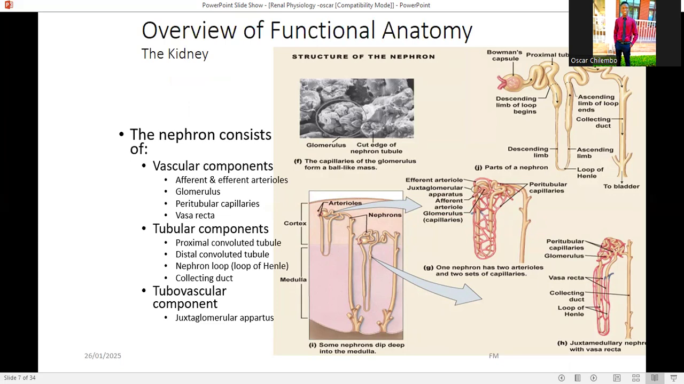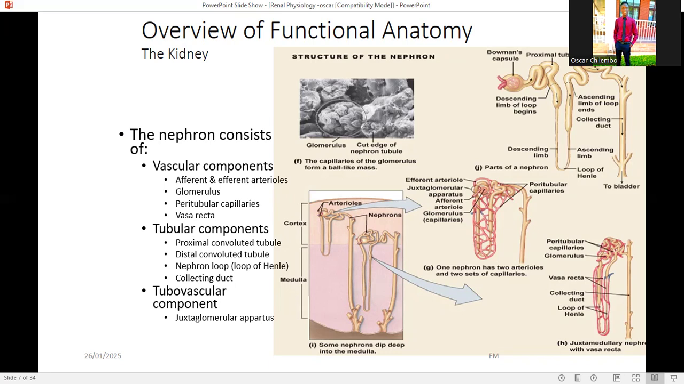So we have the vascular component. From the word vascular, it means dealing with vessels, everything related to transportation of blood. Then we also have the tubular component, more like a tube-like structure, which carries maybe amino acids or sodium or other ions that are of importance to the body. Then we also have the tubovascular component, meaning that here we have combined the vascular and the tubular components all together. Now, when we look at the vascular component, we have the afferent and the efferent arterioles.